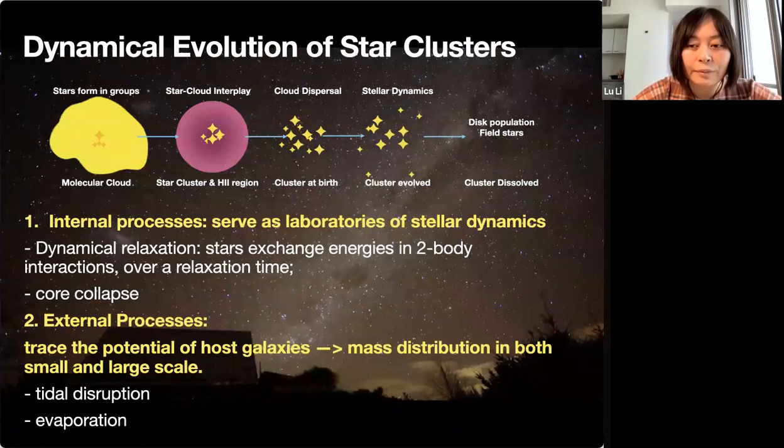All of you may be very familiar with the beginning of the story. Stars are formed in molecular clouds. They are not likely to form isolated, but form in clusters or associations. Then after the cloud dispersal, some of the clusters remain, as we can see the clusters here and here in the Milky Way. And then through stellar dynamics like segregation, evaporation and tidal disruption, most of the stars disperse to the field and become the disk population.